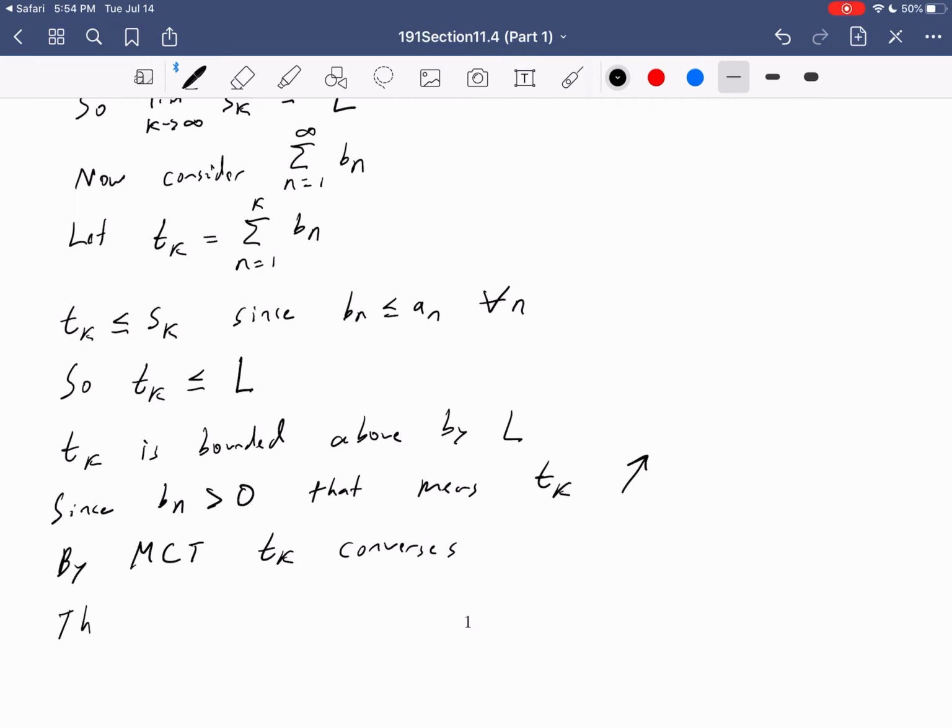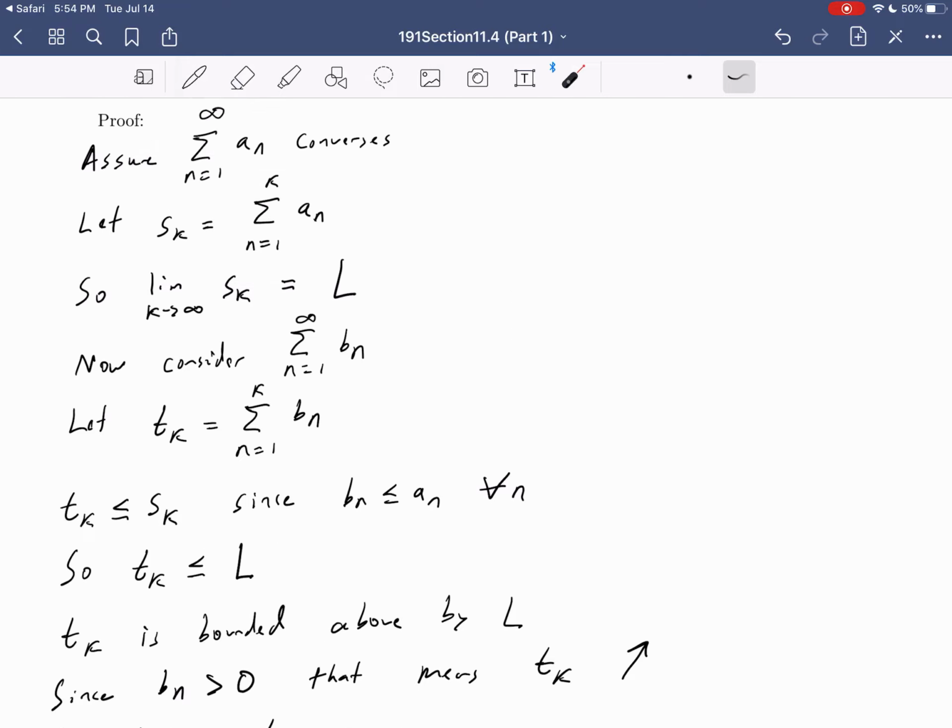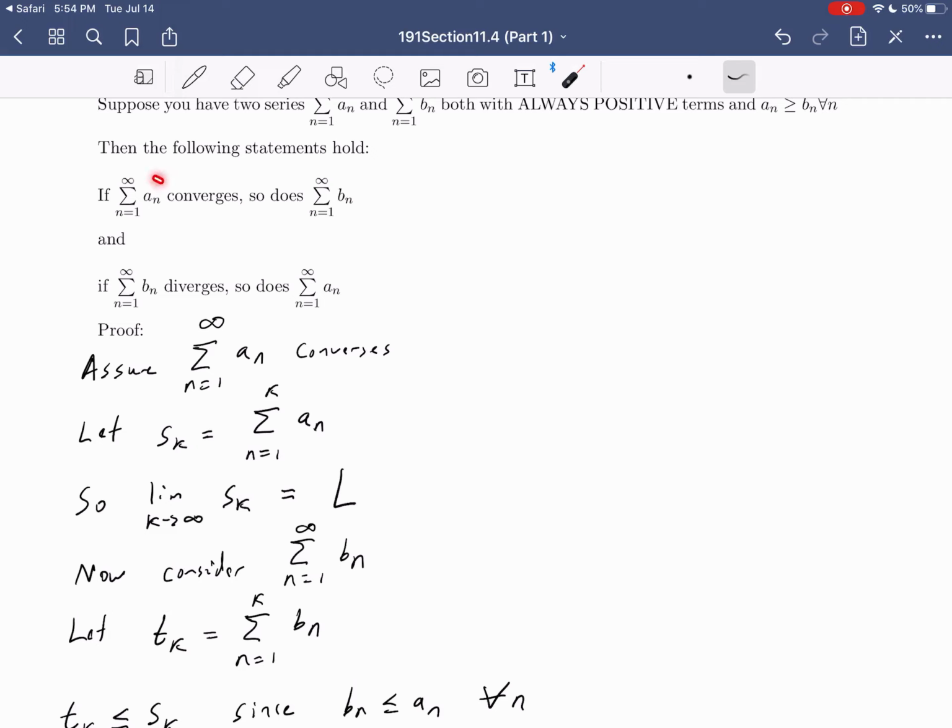Thus, we can say that the sum from n equals 1 to infinity of B sub n converges. Because what does it mean for a series to converge? It means the limit of the partial sums converges. Okay, so we've proven the first direction. If the large one converges, then the smaller one converges.